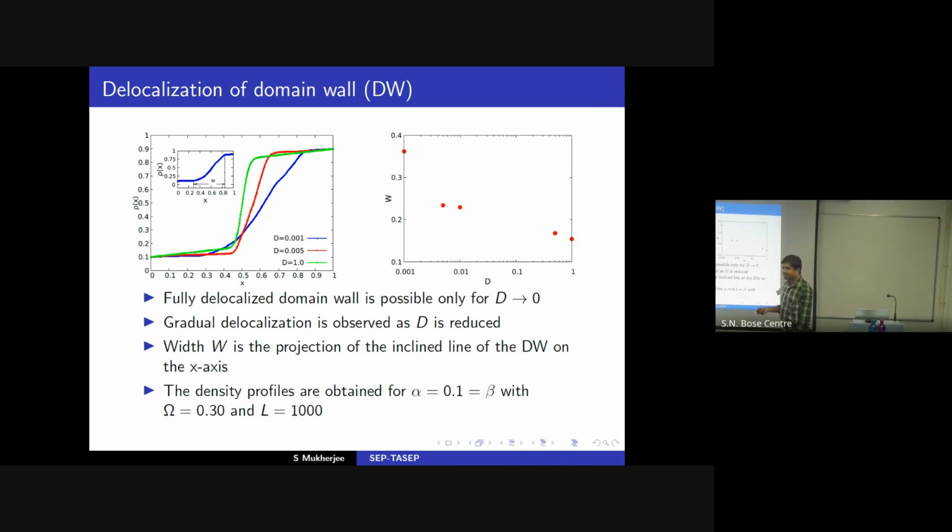That is why you need to plot in a log scale. So again, to compute the domain 1 density, we consider alpha equal to beta equal to 0.1 and omega equal to 0.3. Again, the system size is L equal to 1000.